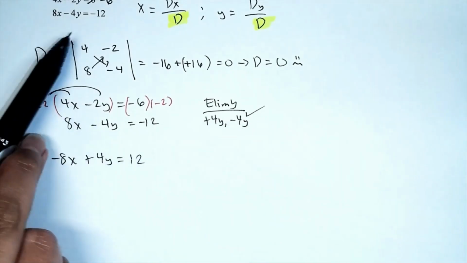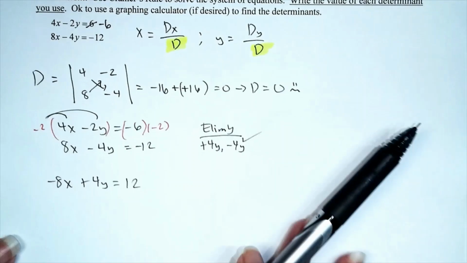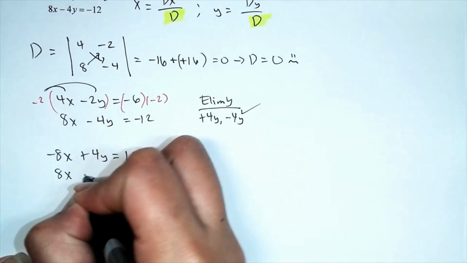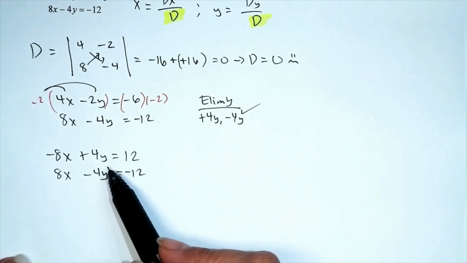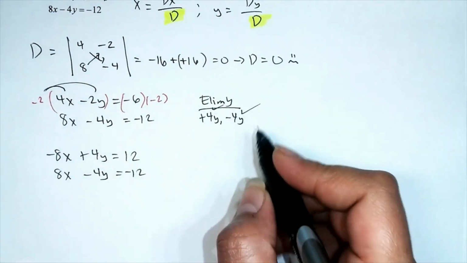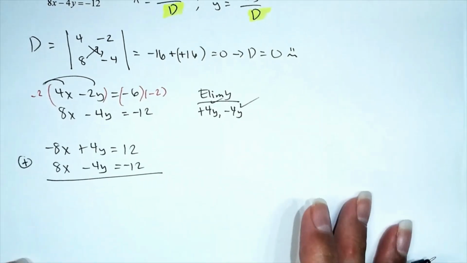Remember, I had to change the original problem. I changed it to negative 6. So the bottom equation was perfect. We confirm that the coefficients of the desired variable are opposite. We have a positive 4y, we have a negative 4y. So now we can add the equations to eliminate the desired variable.